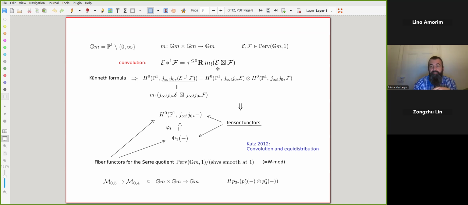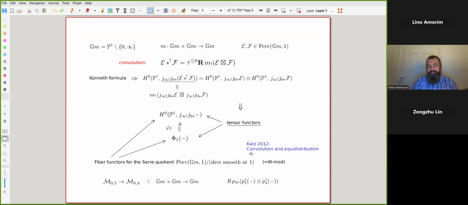And by the way, in this quotient category, you don't need this cutting because the convolution is again a perverse sheaf, so it's okay. The thing you need to cut is that they are smooth at 1, as far as I understand. So it's not a nice category, but it's a little bit implicit.